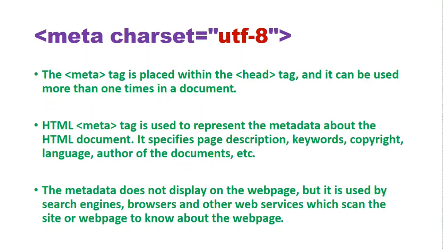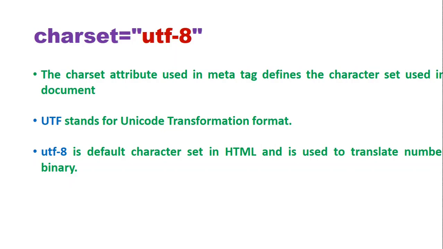The HTML meta tag is used to represent the metadata about the HTML document. It specifies page description, keywords, copyright, language, author of the document, etc. The metadata does not display on the website, but it is used by search engines, browsers, and other web services which scan the site or web page to know about the web page. As you can see in the boilerplate code, the attribute used for the meta tag is the charset attribute with a value UTF-8.